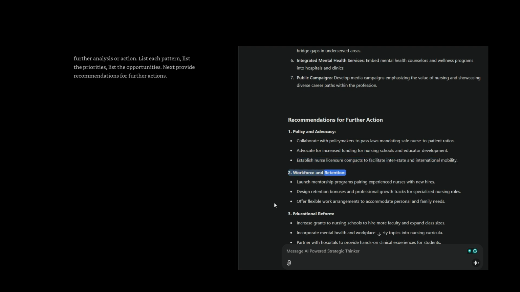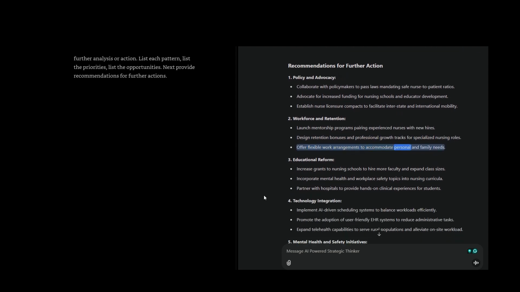2. Workforce and retention: launch mentorship programs pairing experienced nurses with new hires. Design retention bonuses and professional growth tracks for specialized nursing roles. Offer flexible work arrangements to accommodate personal and family needs.